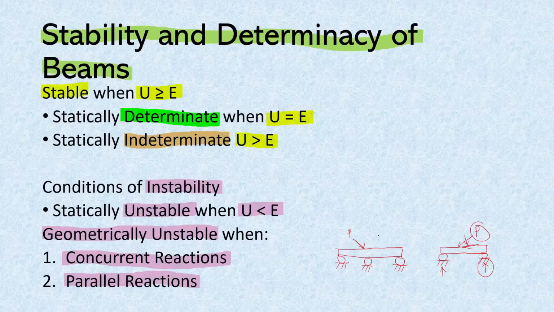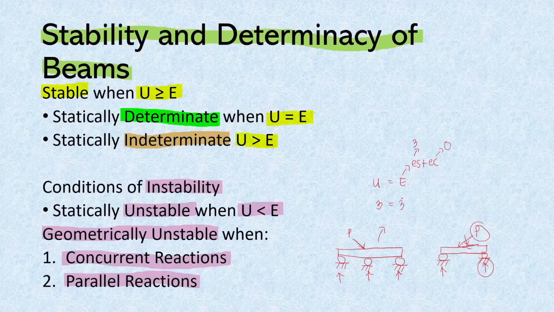Diba? And then, for this one, if I will apply a horizontal load, then my beam will freely move to the right. Now, if you will solve this one, diba, our number of unknowns will be tatlo. And then, our number of equations will be tatlo rin. Kasi diba, this is U, and then this is E. And then, E is equal to ES plus EC, wherein our ES is 3, and then our EC is 0 because wala tayong internal supports.